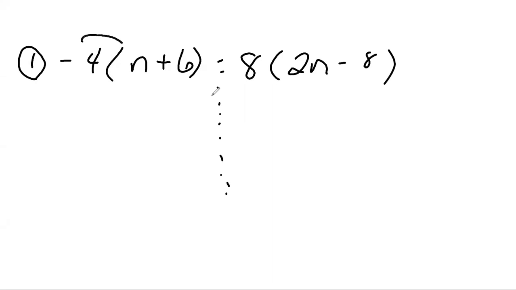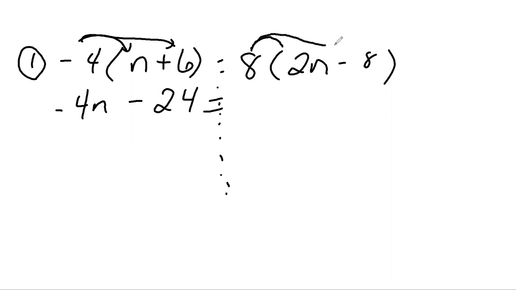So I'm going to take -4 times n and -4 times 6. -4 times n is -4n. -4 times 6 is -24. Then we go to the other side, and I have 8 times 2n and 8 times -8. So I have 16n minus 64. And apologize for my writing because I'm trying to do this on a touch screen with my fingers.